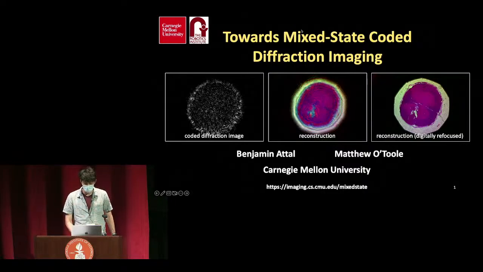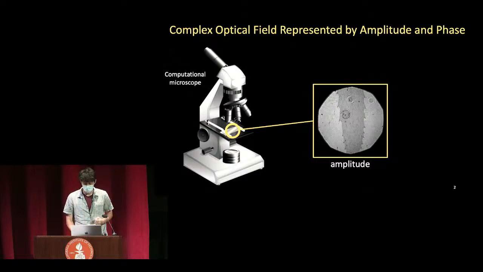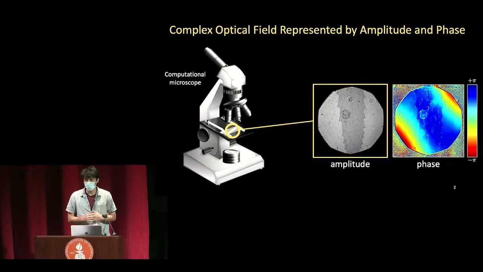Hi everyone, I'm Ben, and today I'm going to present my work towards mixed-state coded diffraction imaging. There exist many computational techniques for microscopy that can capture the complex-valued optical field of a specimen, and these fields are defined by an amplitude and a phase, where the phase carries useful information about a sample, such as thickness. However, conventional sensors can only see the intensity of a field.